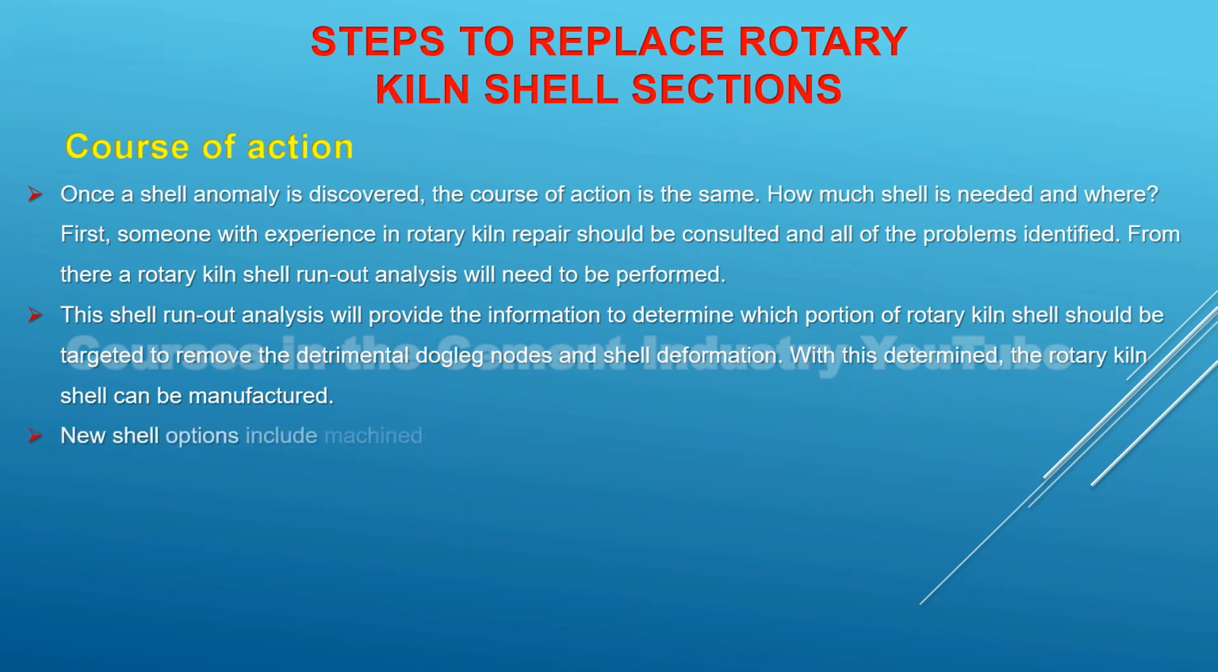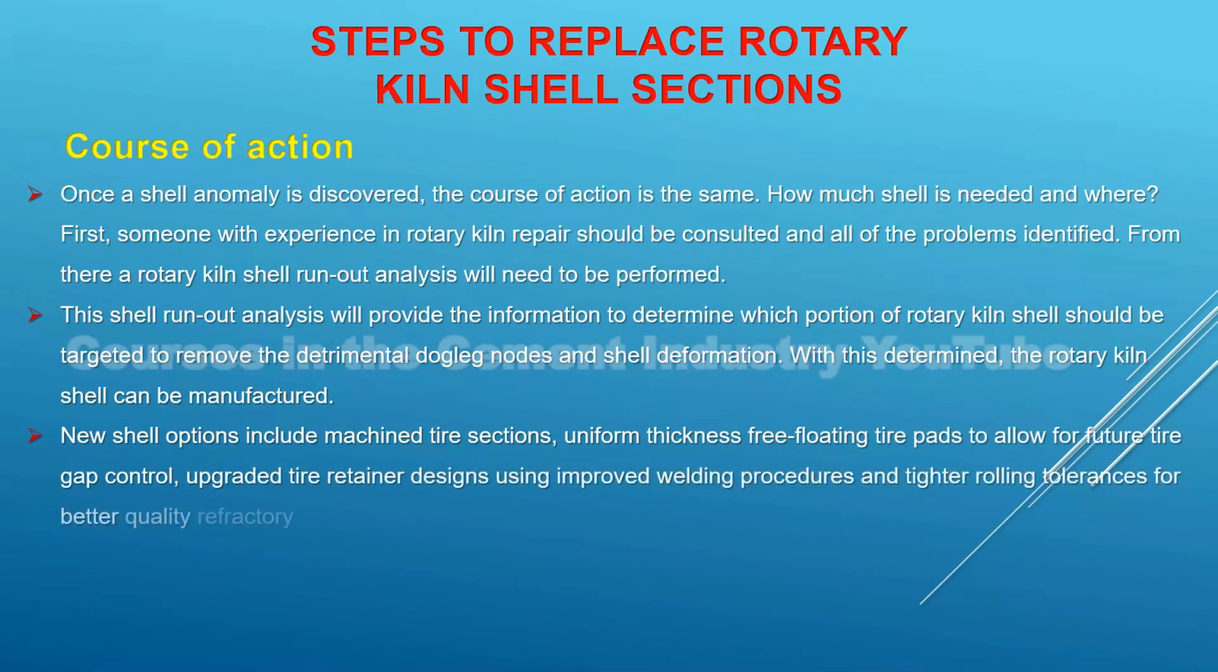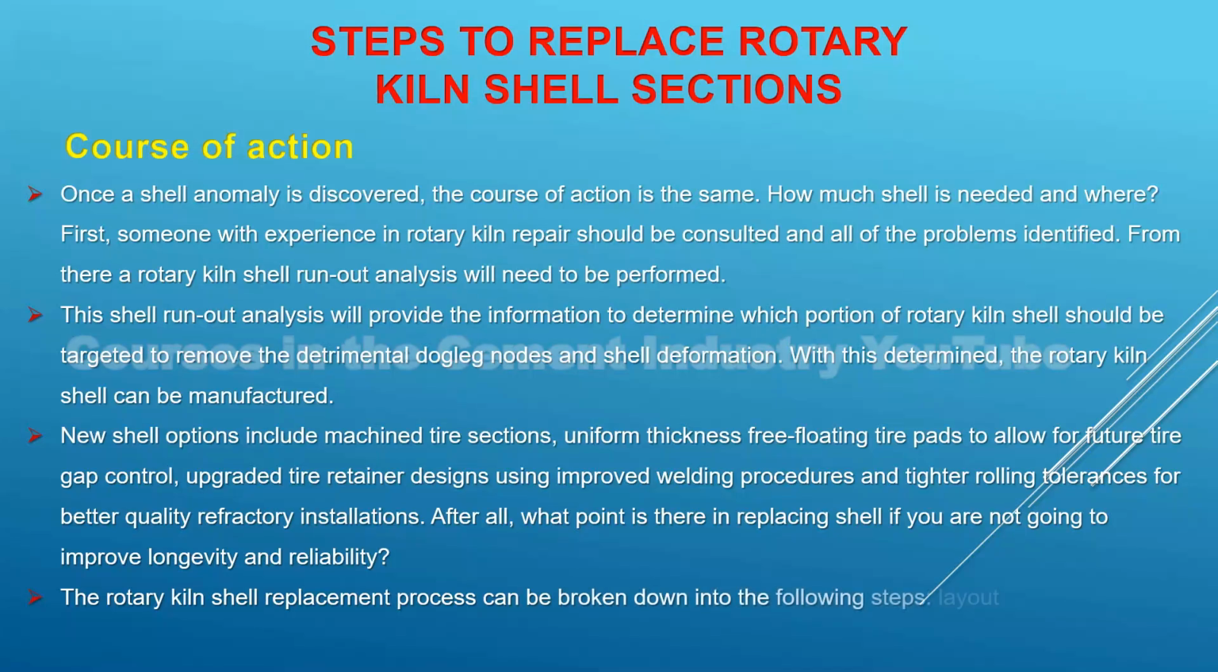New shell options include machine tire sections, uniform thickness free-floating tire pads to allow for future tire gap control, upgraded tire retainer designs using improved welding procedures, and tighter rolling tolerances for better quality refractory installations. After all, what point is there in replacing shell if you are not going to improve longevity and reliability? The rotary kiln shell replacement process can be broken down into the following steps: layout, removal, installation, alignment, and welding.